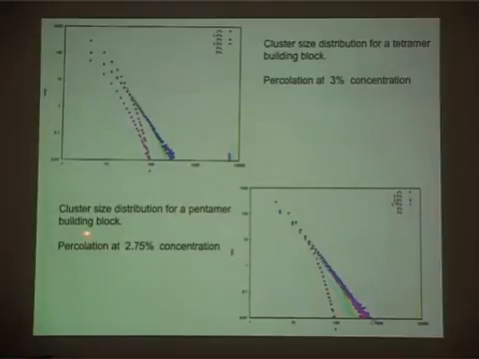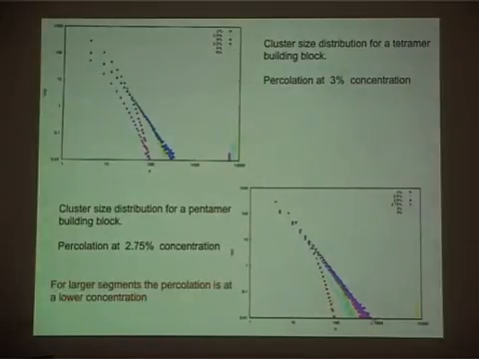For a pentamer, it happens around 2.75. So as you go to higher segment length, the percolation happens at a lower concentration, as we know in polymers. For gel formation in polymers, it's known that the larger the molecular weight, the lower the concentration required for gel formation. So that's what we see here also. For the larger segments, the percolation is at a lower concentration.